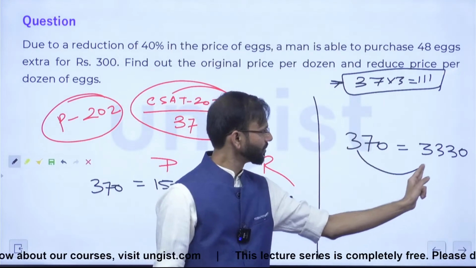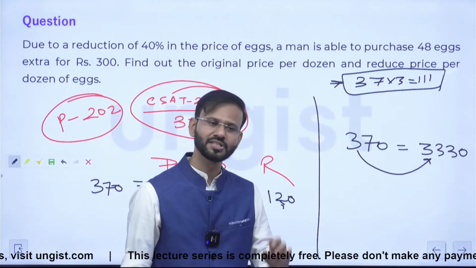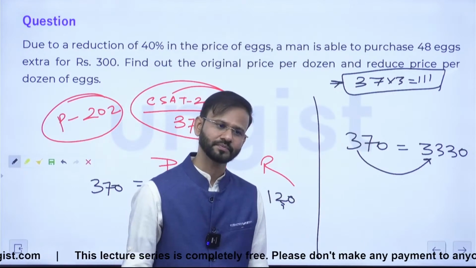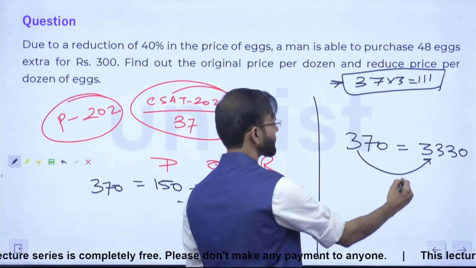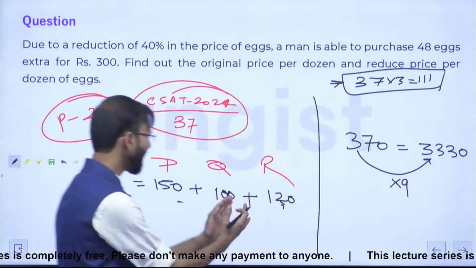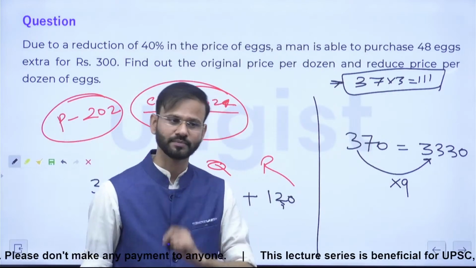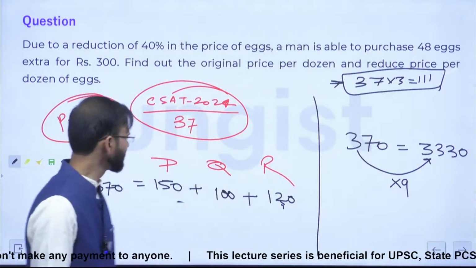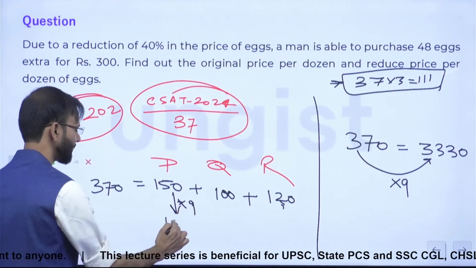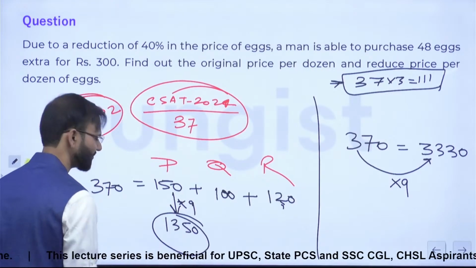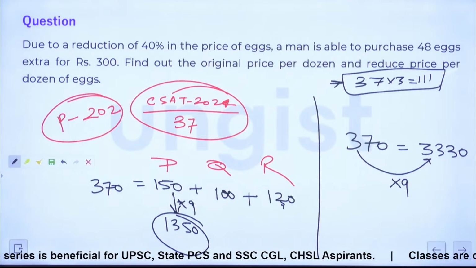37 into 3 is 111. It means this is 37 into 3 into 3. So this is 37 into 9. ठीक है? So it means what you have assumed is 1/9th of the actual question data, right? So this will be multiplied with 9. So this is 1350. 1350 है कोई option? Yes, sir. ठीक है। Guys, are you getting it?